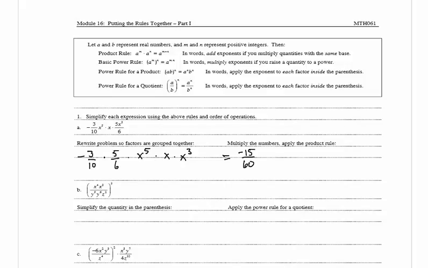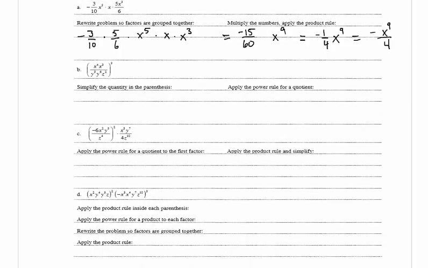And we're going to use the product rule, and we're going to add the exponents. So we have a base of x, and then we have 5 plus 1 is 6, plus 3 is 9. And negative 15 over 60 could be simplified to negative 1/4 x to the ninth. And we could also write this as negative x to the ninth over 4.